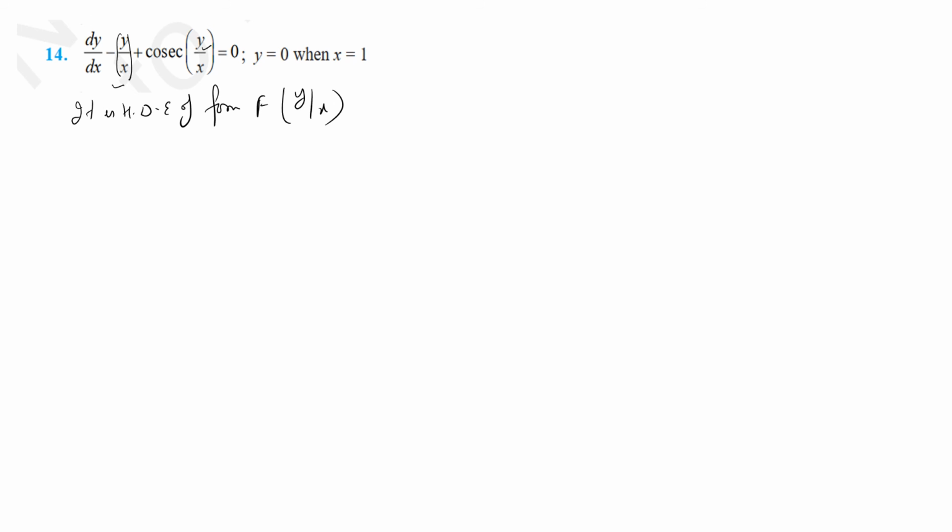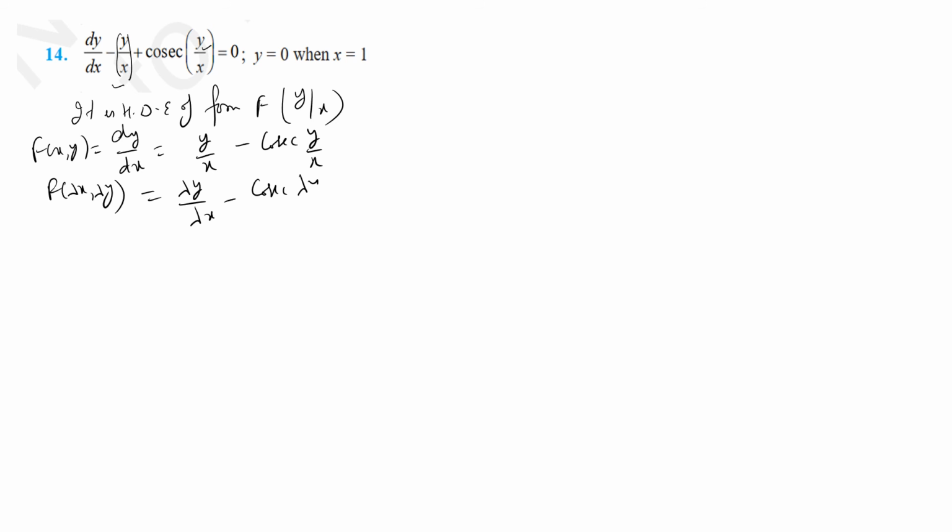Moreover, you can check for your lambda also. If you replace x and y by lambda x, lambda y, it will be lambda y upon lambda x minus cosecant of lambda y upon lambda x. So clearly you can see that it will be lambda raised to power 0 times f of x, y. So it is a homogeneous differential equation of the form dy by dx is equal to f of x, y.